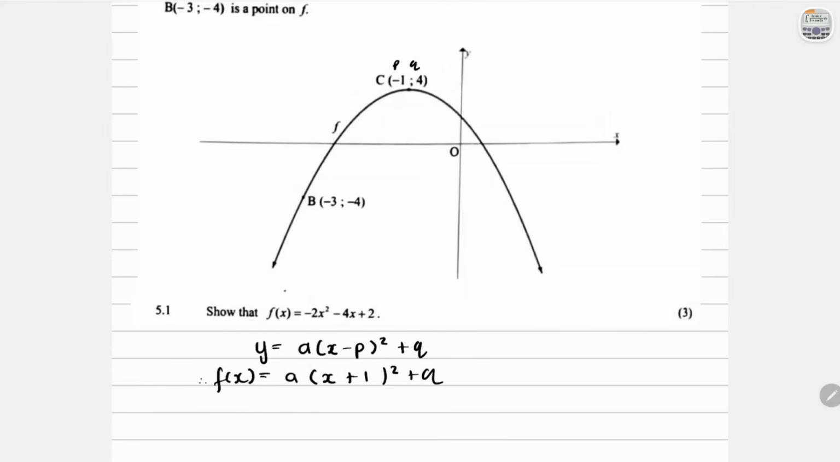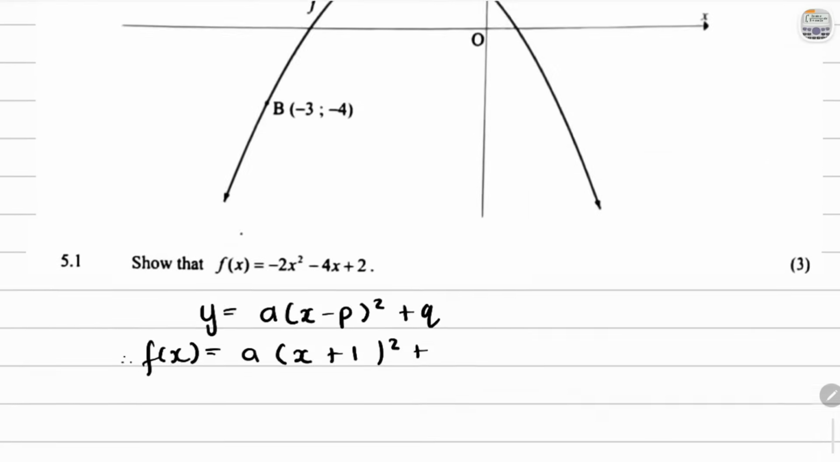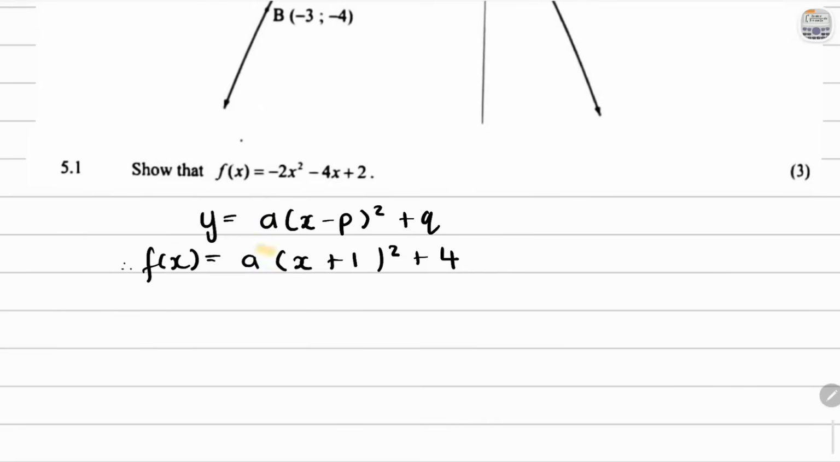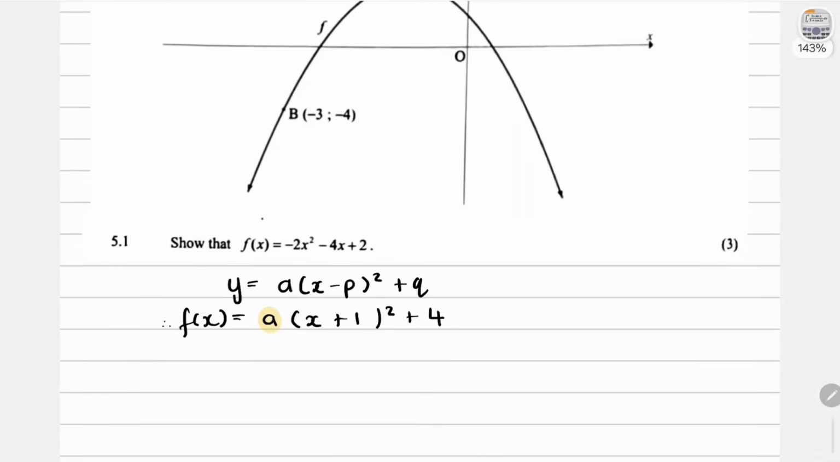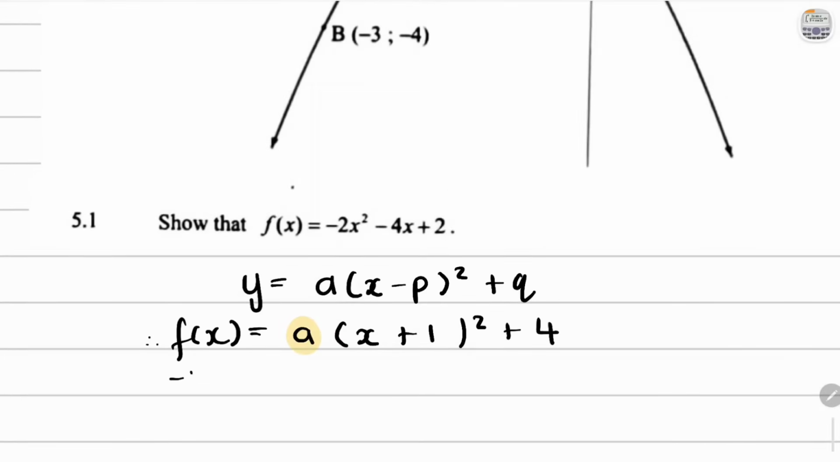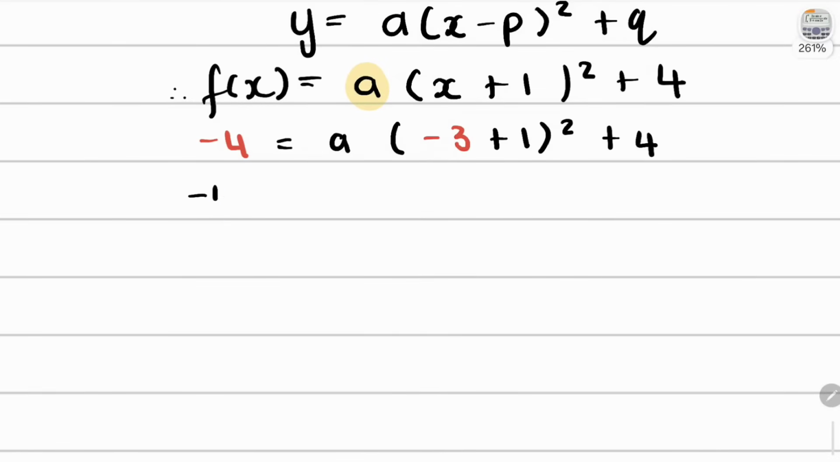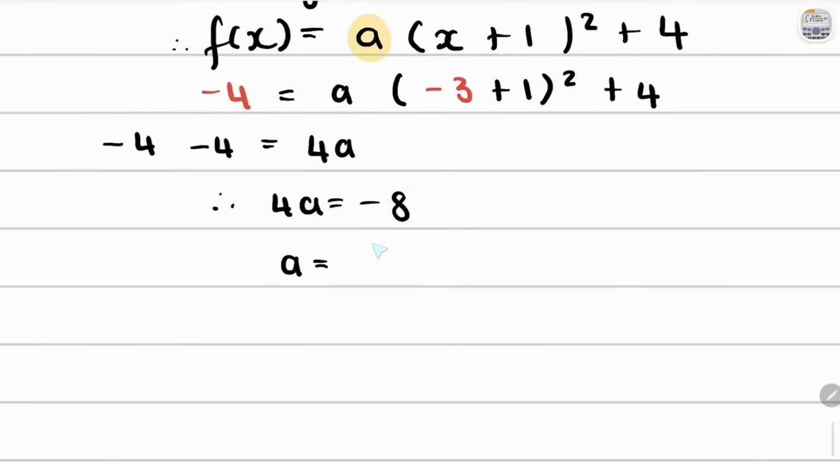Okay, so that's what it looks like so far. And I see that I forgot to add the q. So q is 4, so that's plus 4. At this point, the only thing missing is the a. So you can just use one point to find a. You're going to use B. So it's -4 as the y value, and then a times (-3 as the x value plus 1) all squared plus 4. Then let's simplify. This is -4 is equal to a, and -3 plus 1 is -2. Squared is 4, so this is 4a plus 4. But we can just take this 4 over. It becomes -4. So 4a is equal to -8. And if you divide both sides by 4, -8 divided by 4 is -2.